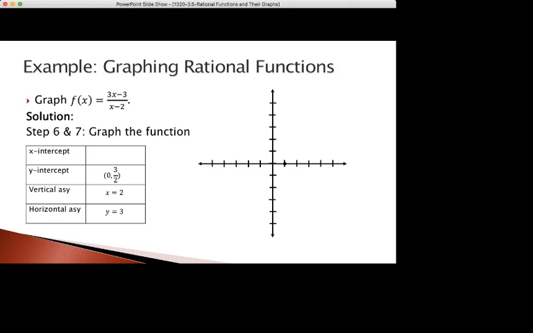Got our x-intercept there, our y-intercept here, vertical asymptote here, and horizontal asymptote here. Now, from step 6, we can plot a few points between our intercepts and our vertical asymptotes, and then we can actually draw our graph, and we end up with something like this. I know it's a lot of steps, but they're all simple steps and straightforward, and it can result in a good looking graph.